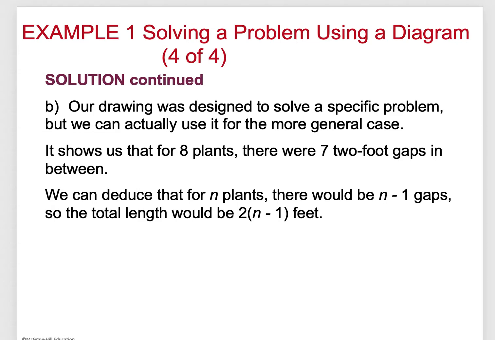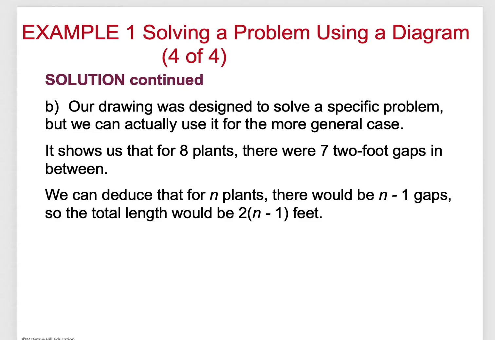In part B, our drawing was designed for a highly specific problem, but I could use it for something that's more general. So it shows us that for 8 plants, there are 7 2-foot gaps. So I could deduce if I had 9 plants, I would take 9 minus 1, so I would have 8 gaps, and so my total length would be 8 times 2.